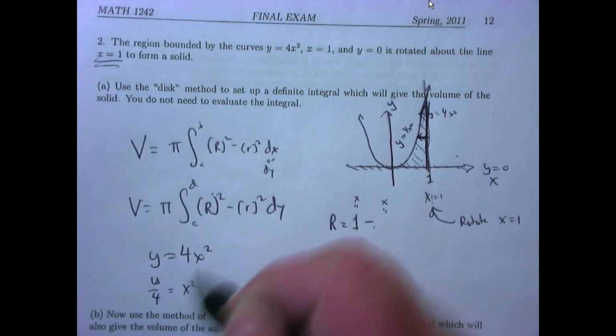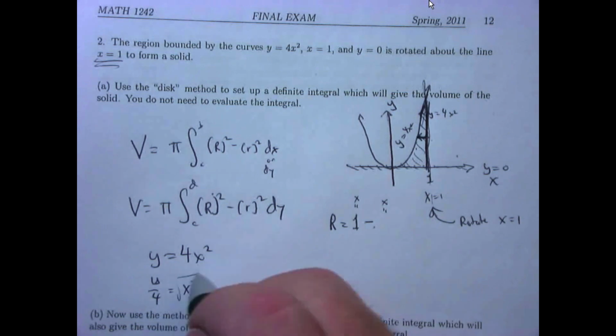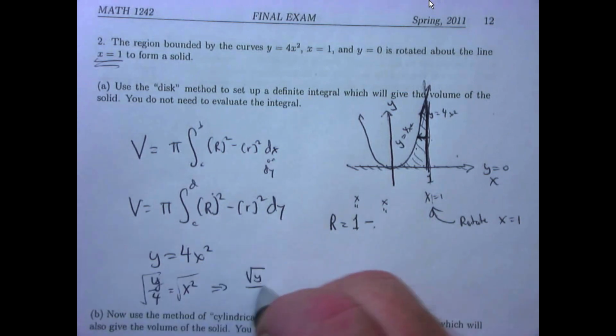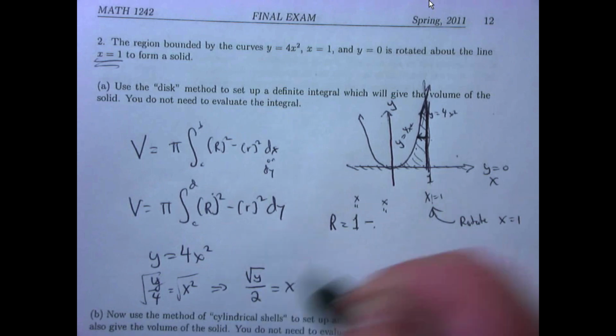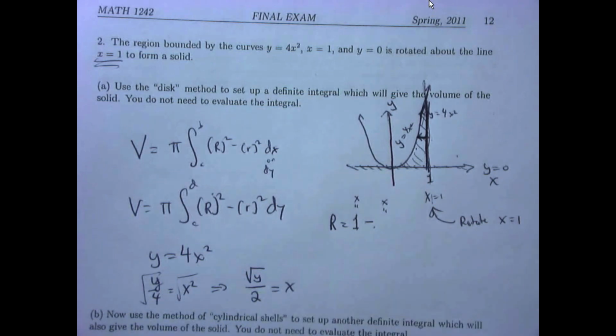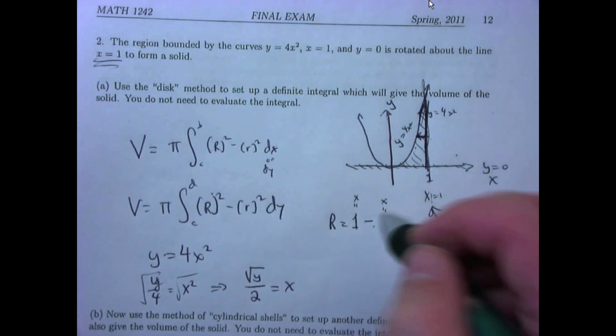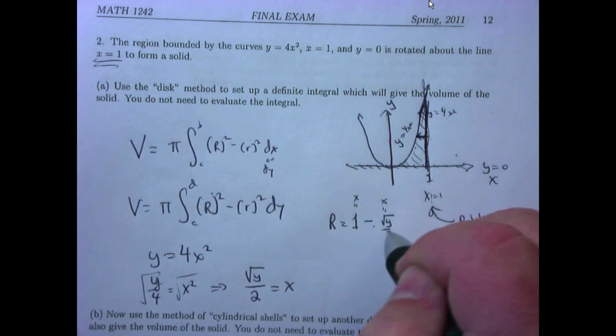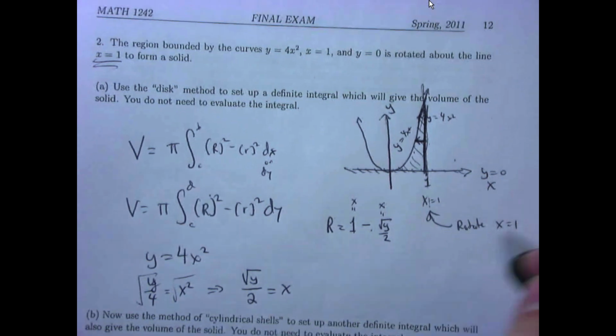Solve for x on this thing. Well, I would divide by 4: y over 4 equals x squared, right? Then I would take the square root of both sides, and that is going to give me the square root of y, divided by 2, equals x. Does that make sense? I solved for x in terms of y. And that's what's going to go here: the square root of y divided by 2.